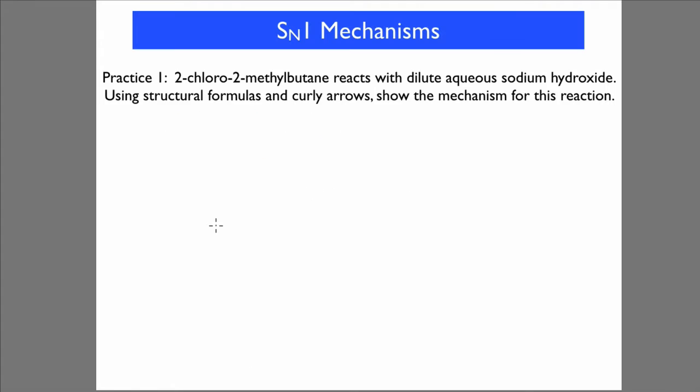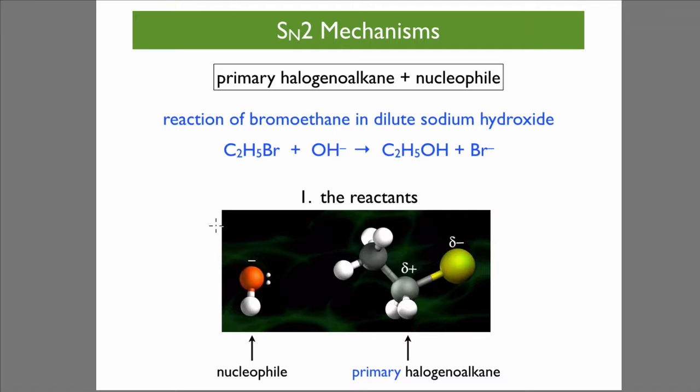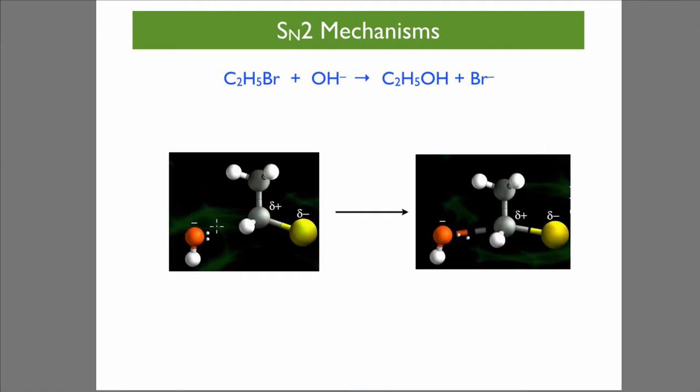Next we can look at the SN2 mechanisms. Primary halogenoalkanes and nucleophiles. Look at the reaction of bromoethane in dilute sodium hydroxide. So the reactants, we have two things. We've got the bromoethane and the hydroxide ion. We've got this nucleophile with its lone pair, and we've got the primary halogenoalkane with that dipole, with the two dipoles, that polar bond.